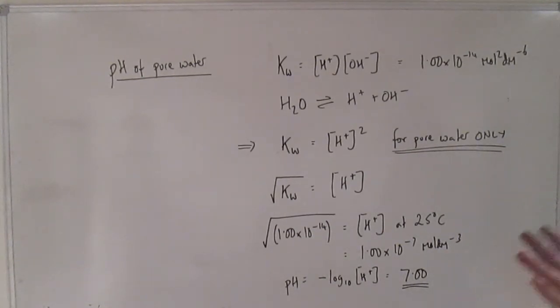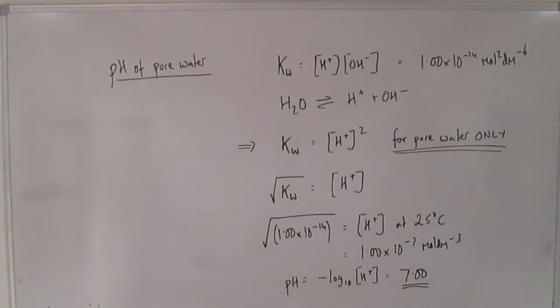So that's one of the things that you can do usefully with Kw. You might think, well, okay, now that you've seen it, it's not something you'd ever want to do again. But of course you might, because it's only equal to that value at 25 degrees C. When you change the temperature, the value of the equilibrium constant changes, and consequently the pH changes.